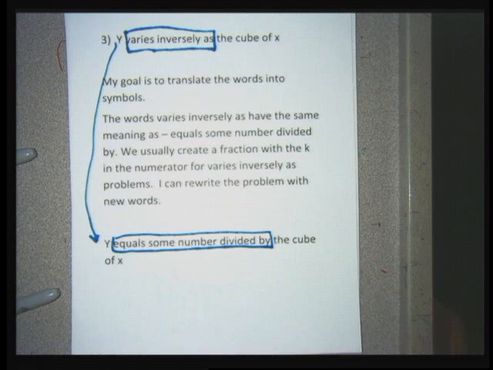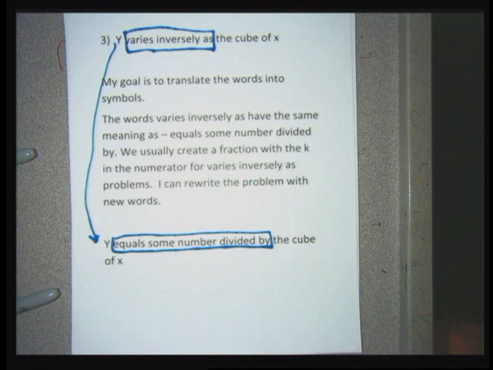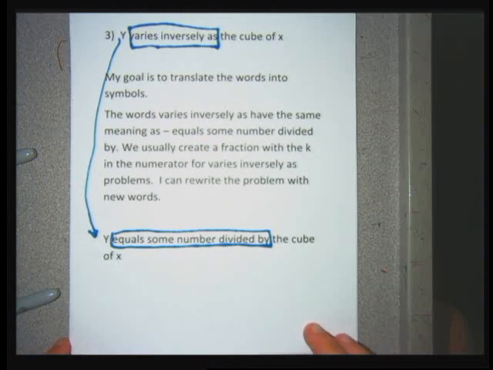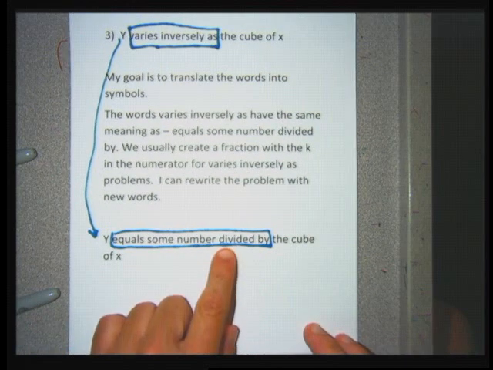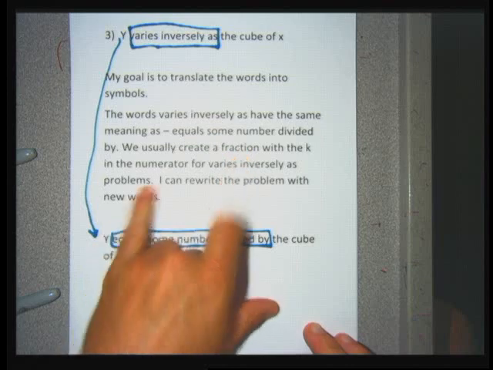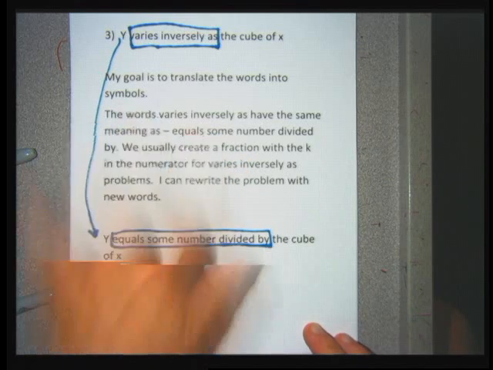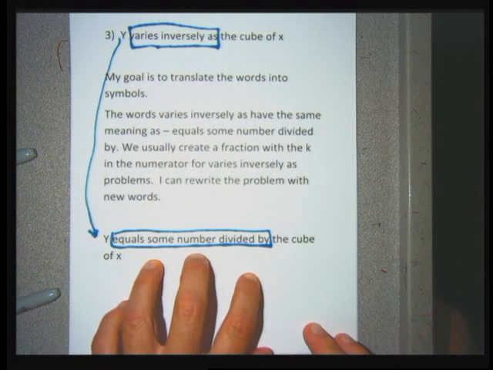And now I'm going to write my equation. In this paragraph that I skipped over, it says what's commonly done algebraically when you have the words varies inversely. Because divided could be represented several ways, what's commonly done for varies inversely is that I create a fraction and the k is in the numerator. So because this is varies inversely and I need a divided, one way to show a division is with a fraction. That's the way I'm going to show it here.